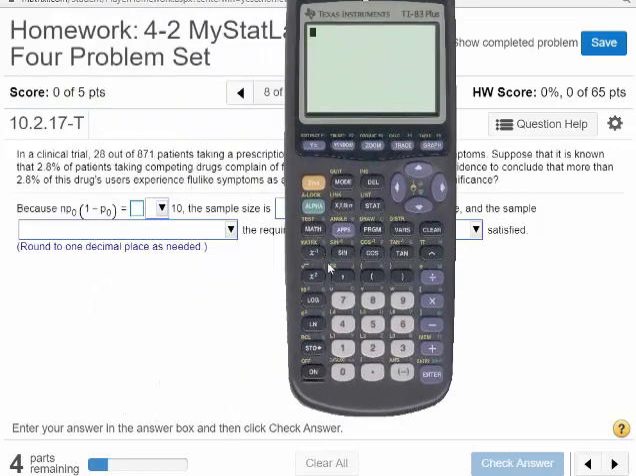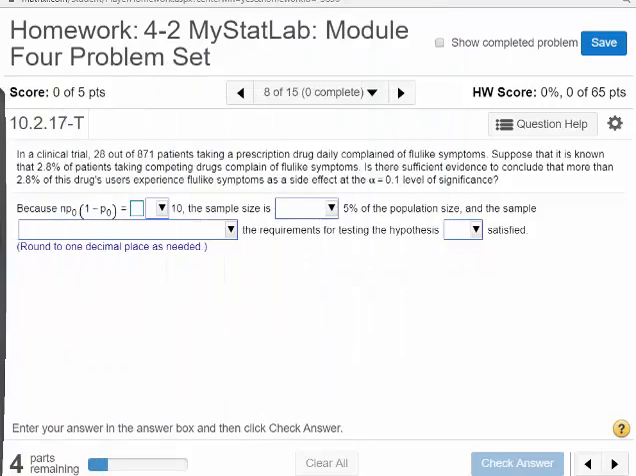So we're going to take the 871 people and multiply it by p sub 0, changing this to a decimal, 0.028, times, in parentheses, 1 minus 0.028. Close the parentheses. And you get 23, and the problem says round to 1 decimal place as needed, 23.7. Let's move my calculator over here.